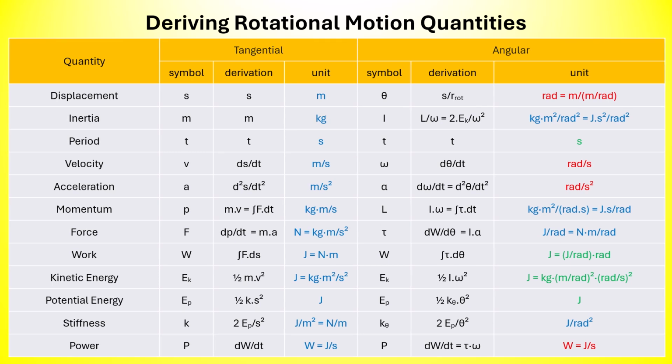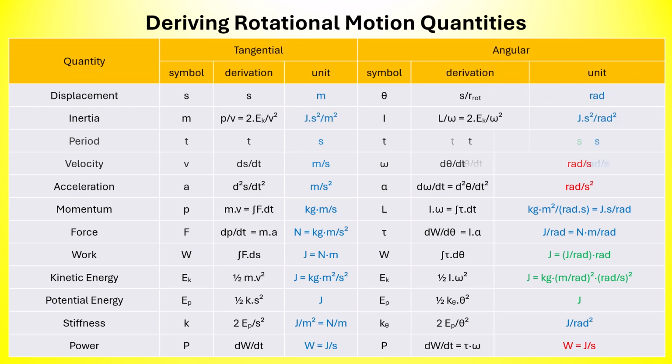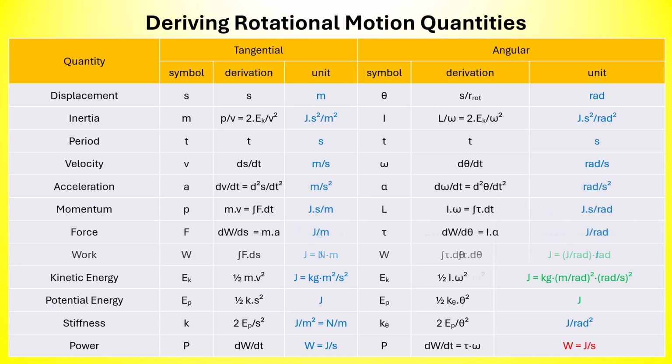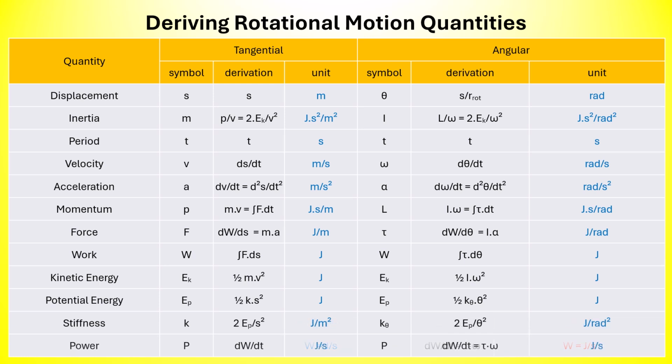Now let's make the units previously derived more compact by changing them into joule-based units. This change makes the units of angular quantities more similar to their tangential counterparts. Converting a unit of tangential quantity into corresponding angular quantity can be done by simply replacing meter with radian.